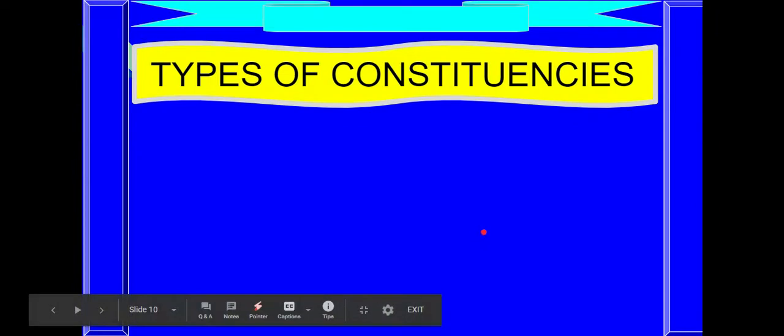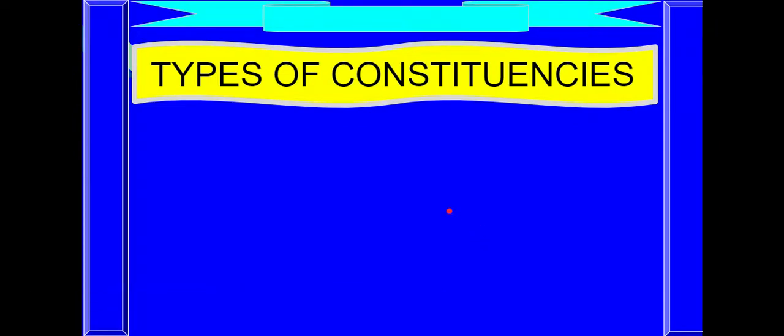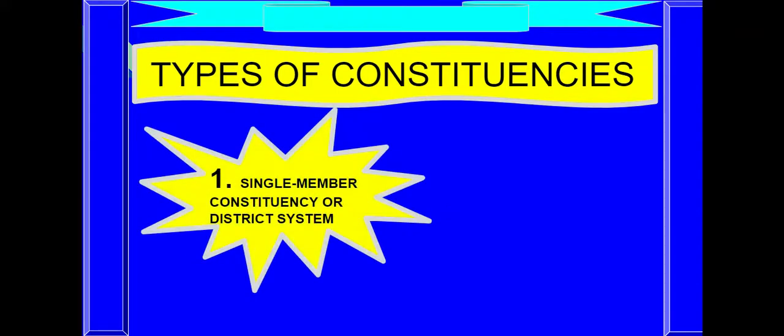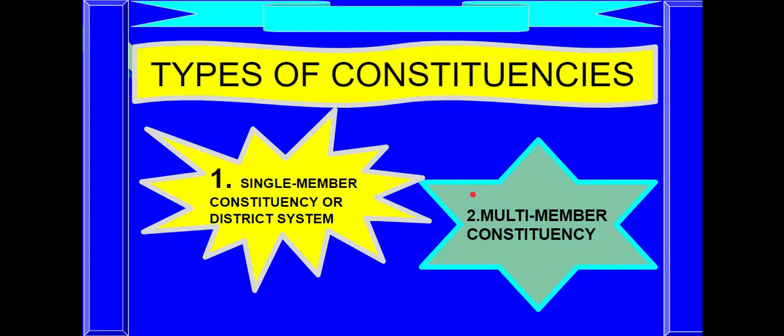Now let's move to the next one, which is the types of constituencies. There are just two types of constituencies. We have the single member constituency or district system. So in your test, I may ask you for the full meaning of SMC. Now SMC simply means single member constituency. And the next one is the multi-member constituency or district system.